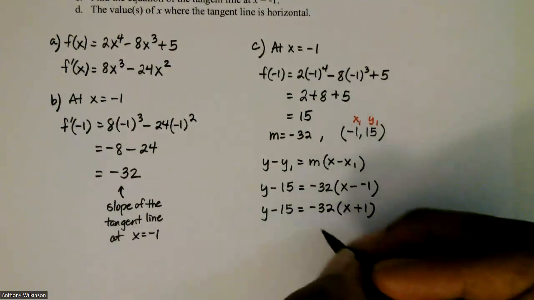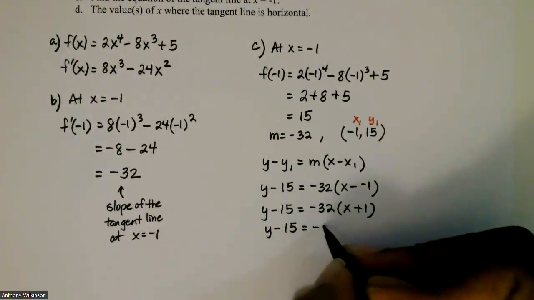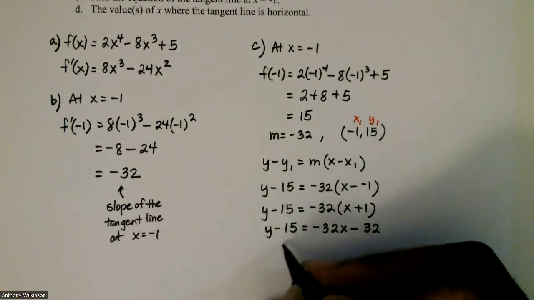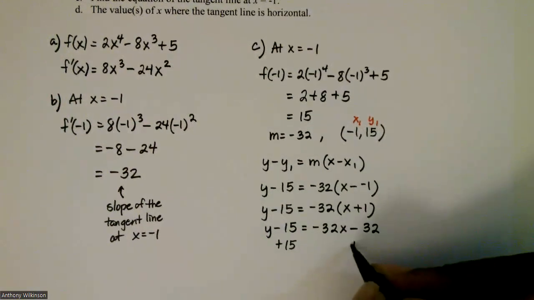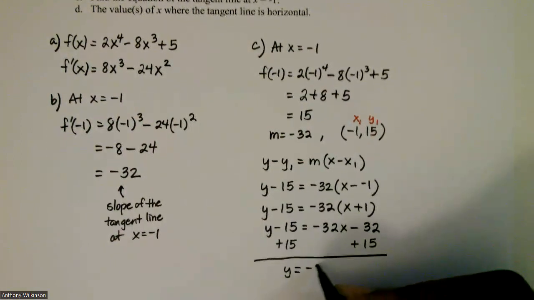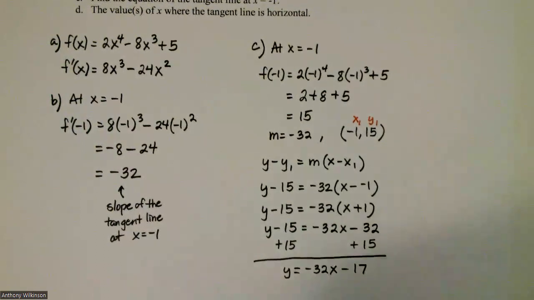And then next, we'll distribute on the right side, so y minus 15 is equal to -32x minus 32. Add 15 to both sides. So that means y is equal to -32x minus 17. So this represents the equation of the tangent line at x equals -1. It'll be y equal -32x minus 17.